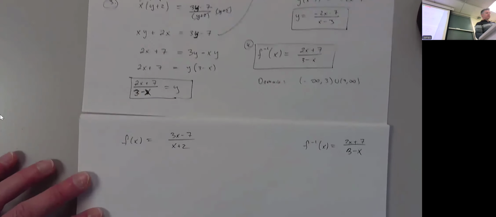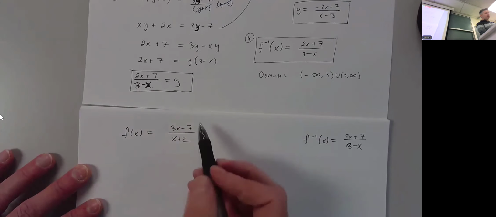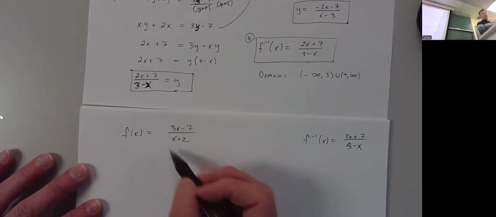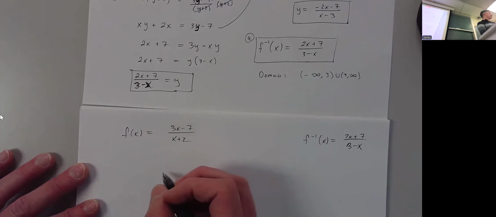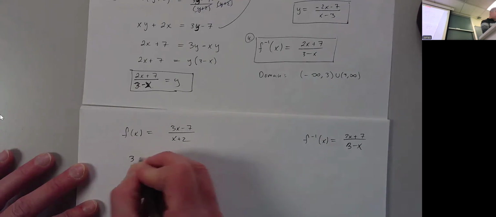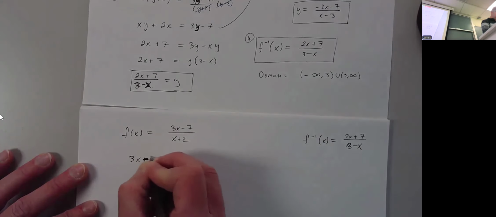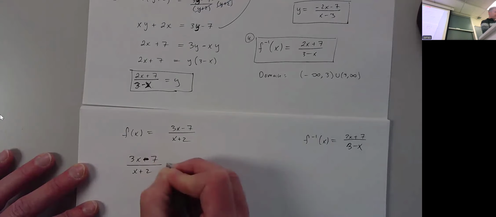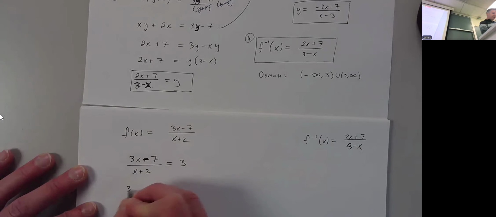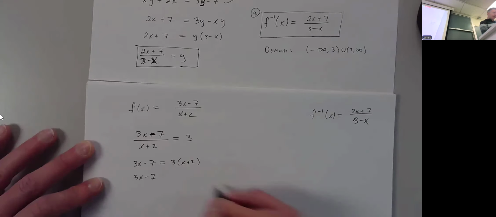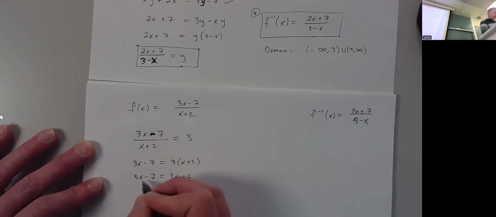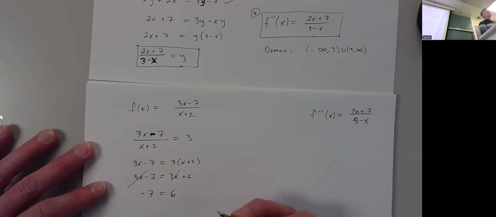And I promise you, I'll make good on my promise here. I promise you that 3 is not in the range of this function, meaning this function can't equal 3. Okay, prove it. So if I set it equal to 3, (3x - 7)/(x + 2) = 3, I'm going to get 3x - 7 equal to 3 times (x + 2). If I multiply that out, I get 3x - 7 equal to 3x + 6. And then the 3x's, if I subtract 3x from both sides, those go away. And I get -7 equal to 6, which is not true.